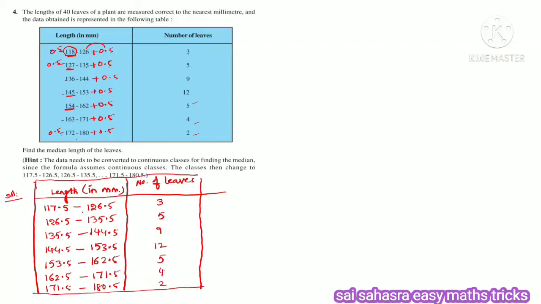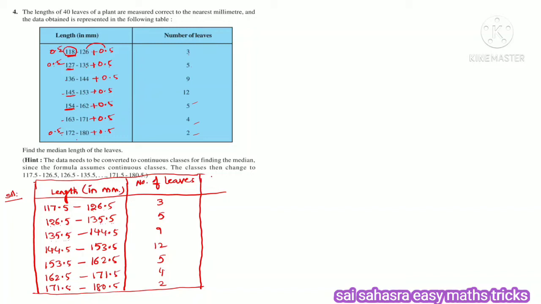Now if you observe this table, here it is ending with 126.5. Next class is starting with 126.5. This is ending with 135.5. Next class is starting with 135.5. Where the previous class is ending, the succeeding class is starting with the same number. So these are called continuous classes. Now we have converted these discontinuous classes to continuous classes. It is very easy, like our previous question only.